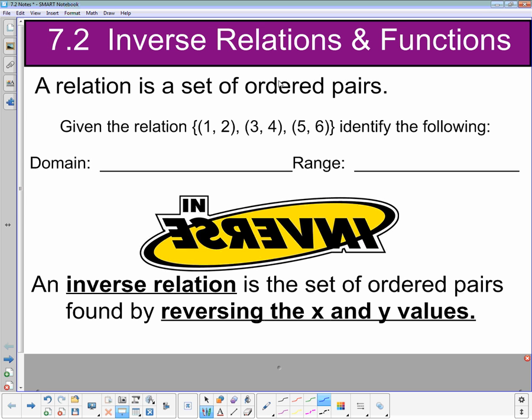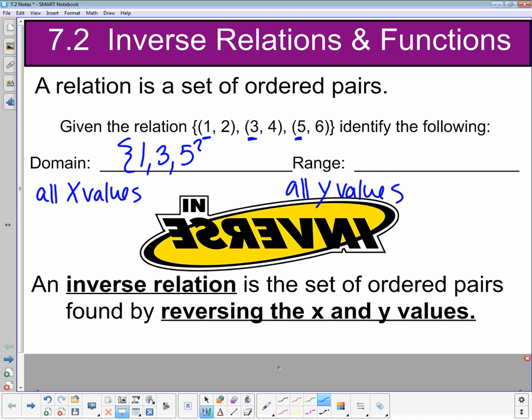We need to identify the following. They're asking us for the domain. If you remember correctly, the domain is all possible x values. They're also asking for our range, and the range is all possible y values. Looking at our set of points, the possible x values are 1, 3, and 5. And the range is all possible y values, so 2, 4, and 6.